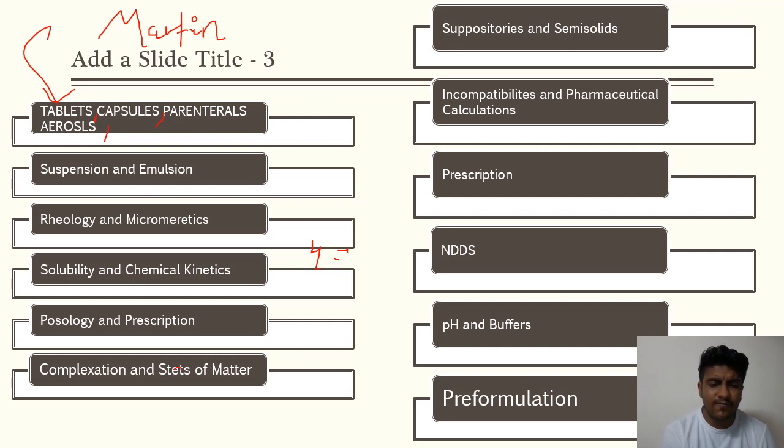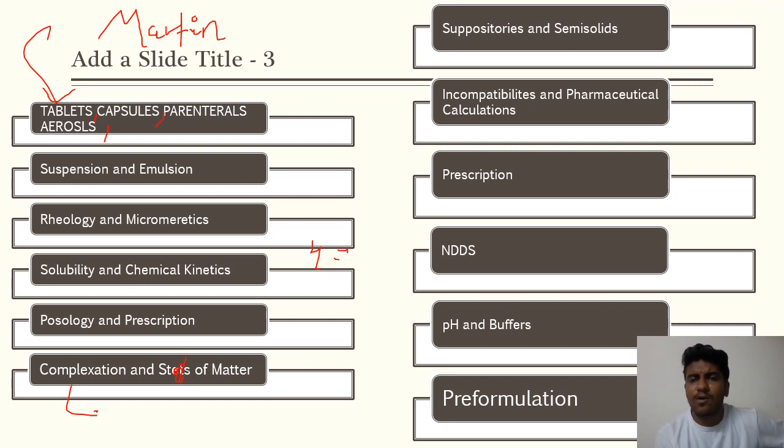Complexation and states of matter. In states of matter, you basically have solid, liquid, and gaseous, and the different Lane-Claude's effect, various laws like Boyle's law, Charles' law, Avogadro's law. That is important. And in complexation, the types of complexes: inorganic, metallic, chelate. Then you have clathrates, cyclodextrin, monomolecular, etc. So from complexation, do not leave out the types of complexes. There is a direct question. Next up, you need to know the suppositories.